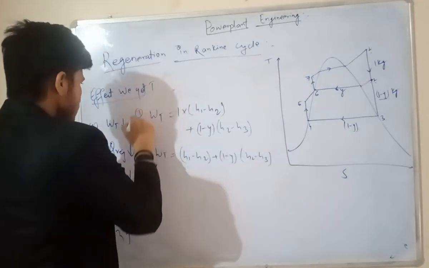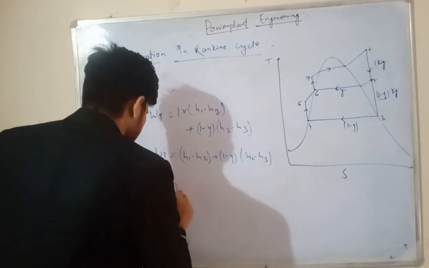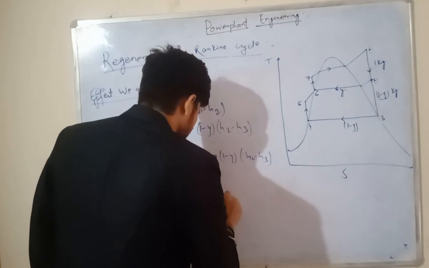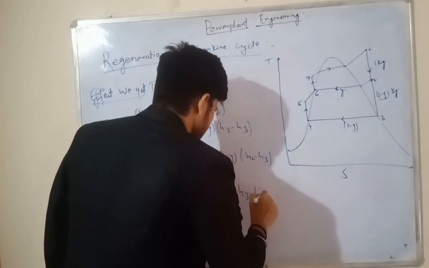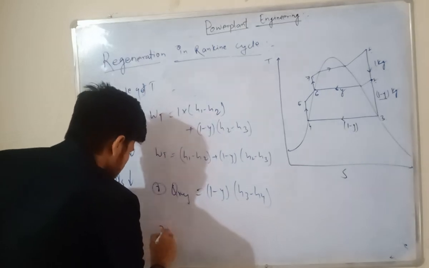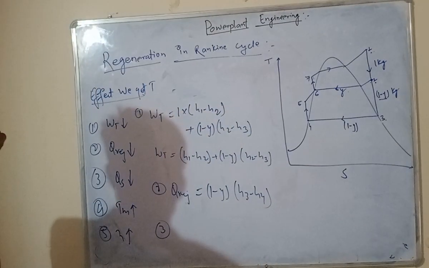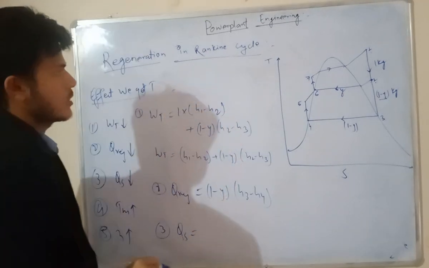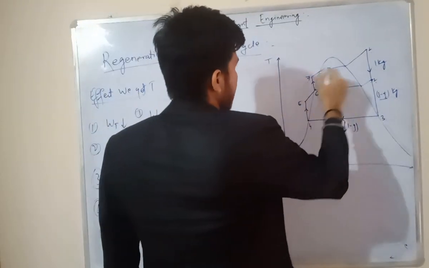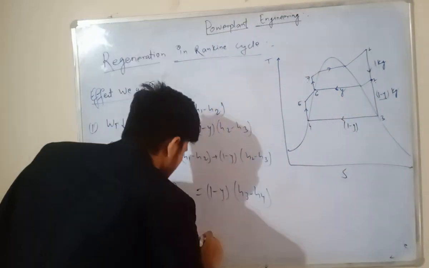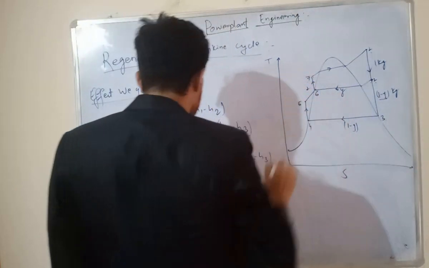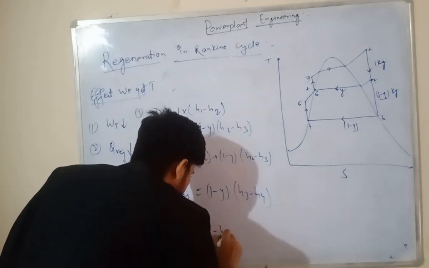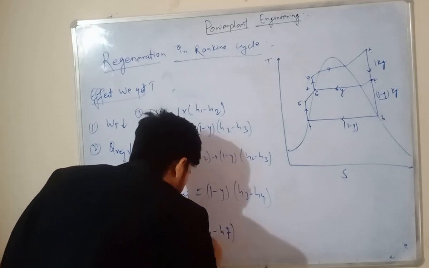Next thing, Q rejection. We are doing the Q rejection from 3 to 4. It means 1 minus y times H3 minus H4. Okay. So 3 topics, 3 numbers. Q supply: we are supplying the heat from 7 to 1 process. It means the mass will be 1 kg of fluid, and then it is H1 minus H7, into 1. Okay.